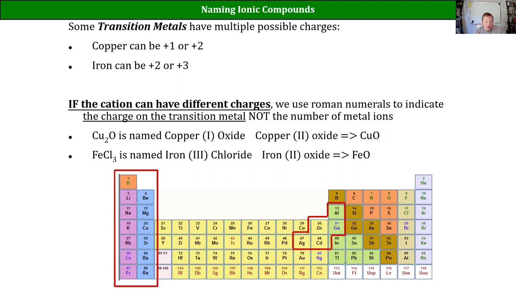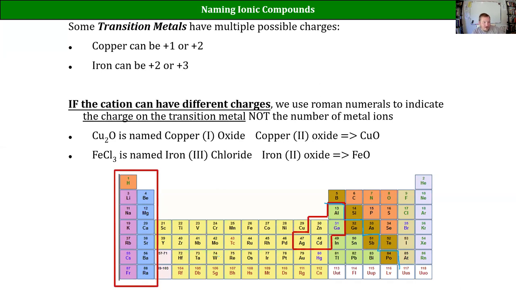So if it's in column 1 or column 2, we always know what the charge is going to be on those metals. And if it's one of these 5 metals that are boxed in red on the right-hand side, we always know what the charge is going to be. But for everything else, all of the other metals, all of the D block in these green ones to the bottom right, and actually the line between metals and nonmetals is that stair step line. Everything to the left of that stair step line can have multiple possible charges, with the exception of the first 2 columns and these 5.